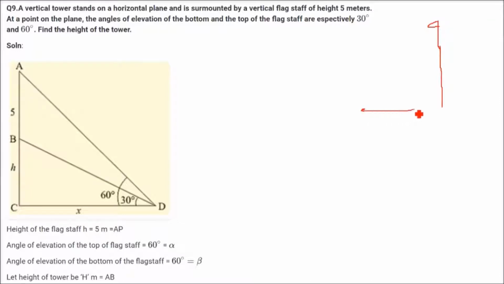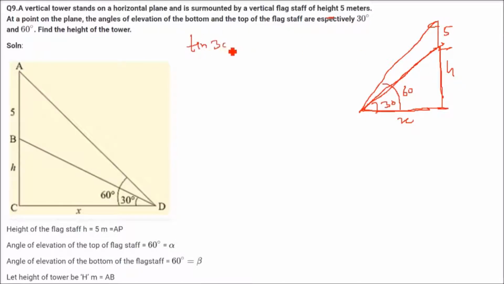From a point here, the angle of elevation of the top and bottom. So this is 30 degree and this is 60 degree. But the height of the flagstaff is given. So this is 5. Let us assume this to be h from here to here and this is x. First I am taking this tower, this smaller one. So it will be tan 30 equal to h by x. Tan 30 is 1 by root 3 equal to h by x. So you get x equal to root 3h. This is your first equation.